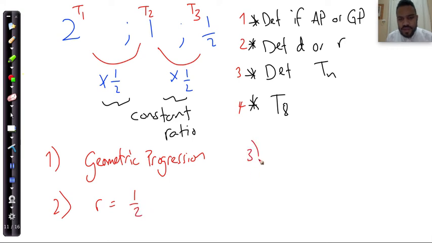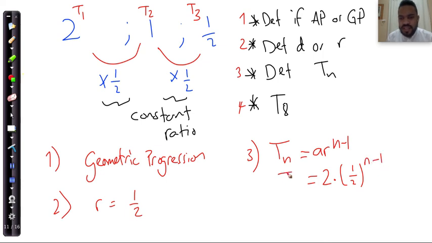Let's do question 3. Determine Tn. Well, it's very, very simple. You just take the general formula for a geometric progression: Tn is equal to A multiplied by R to the n minus 1, and you must do it for this specific sequence. So we need to substitute a value in for A. What is the value for A? A is the first term corresponding to T1, which is 2. And R is the ratio, which we can clearly see is a half. And then we put that to the power of n minus 1, and that's Tn.